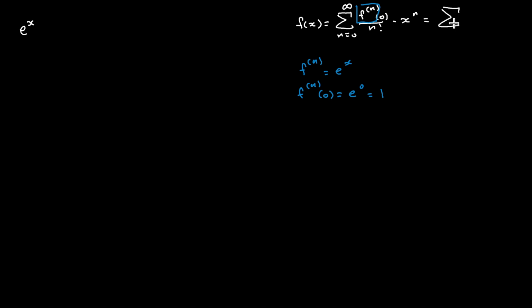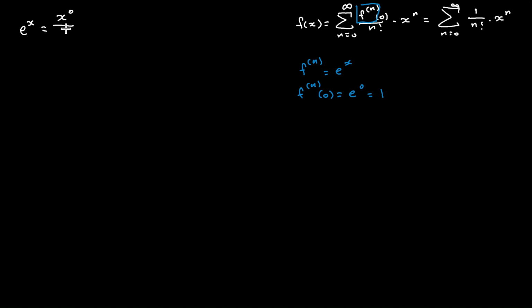So in other words, when we're trying to find the Taylor expansion of e to the x, it's just going to be the sum from n equals 0 to infinity of 1 over n factorial times x to the n, or x to the n over n factorial. So let's apply that formula to get our e to the x Taylor expansion.